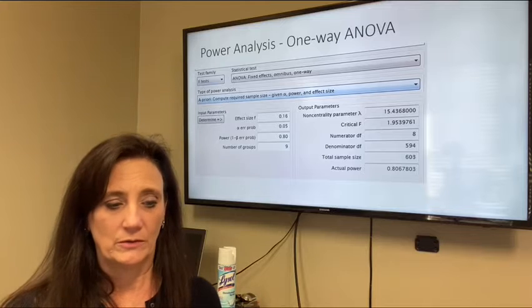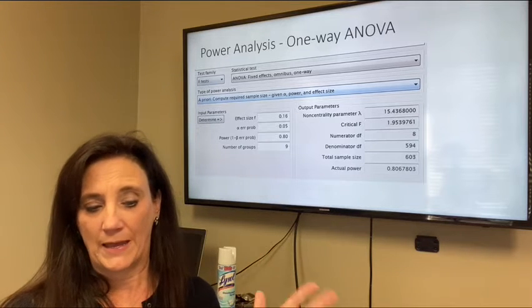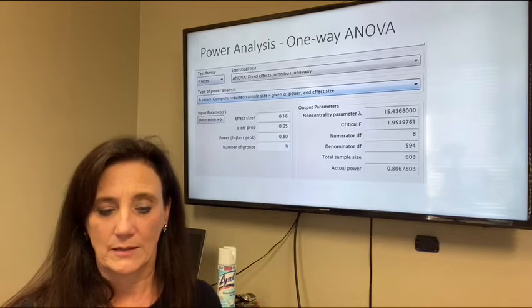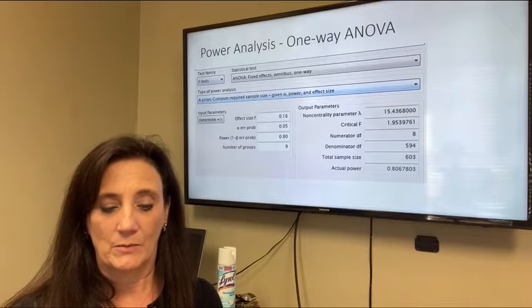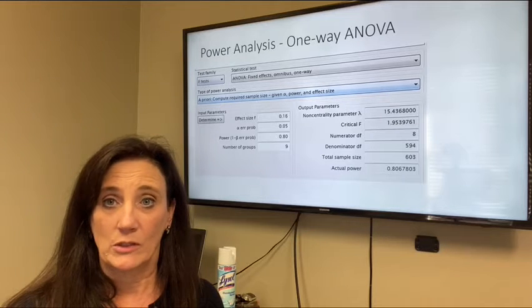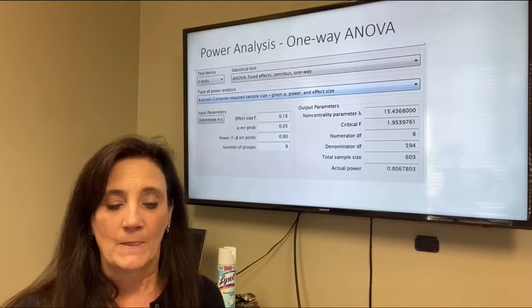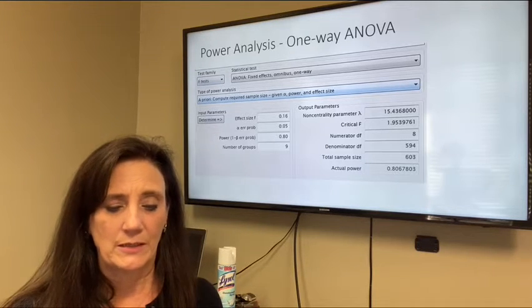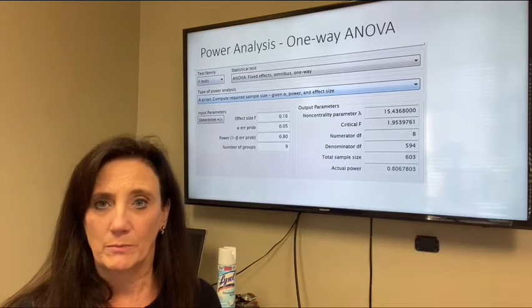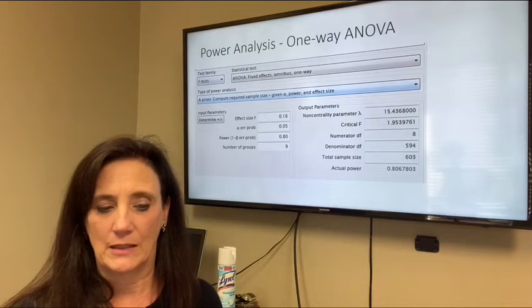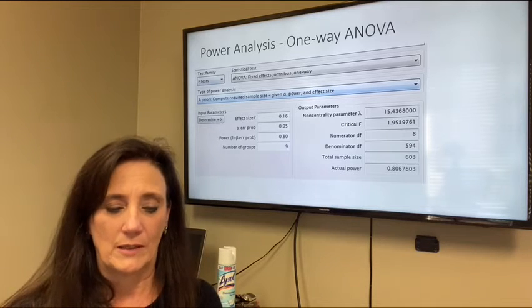So with that information entered into the pane on the left, it then calculates what's the total sample size that you need. And it came up with a total sample size of 603 to be able to achieve a power of 0.80. Now, my guess is that for this particular one, there are an equal number of people in each group. And I'm just guessing because that tends to be the default for the ANOVA when you run that, is that it's going to be an equal number.